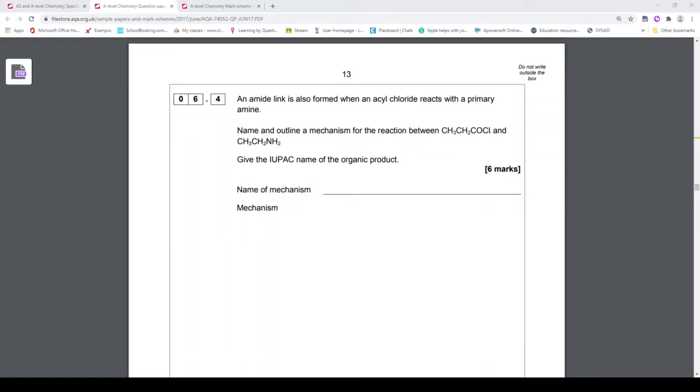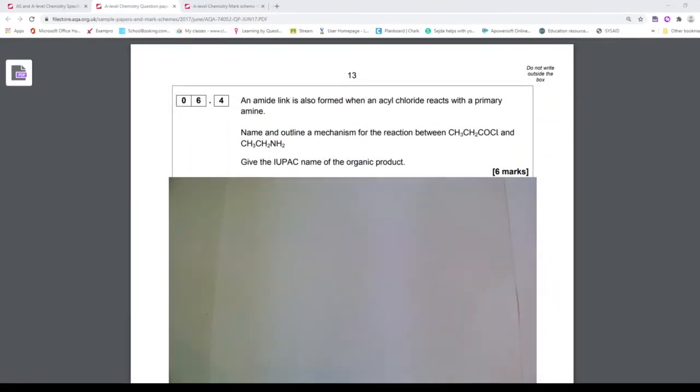Okay, so an amide link is also formed. So this is following on from the previous bit of question. When an acyl chloride reacts with a primary amine, outline and name a mechanism for this one and this amine here. Give the IUPAC name of the organic product. Well, chance of me remembering to do all that at the end is probably slim, but let's have a look. Okay, so let's have a go at this.